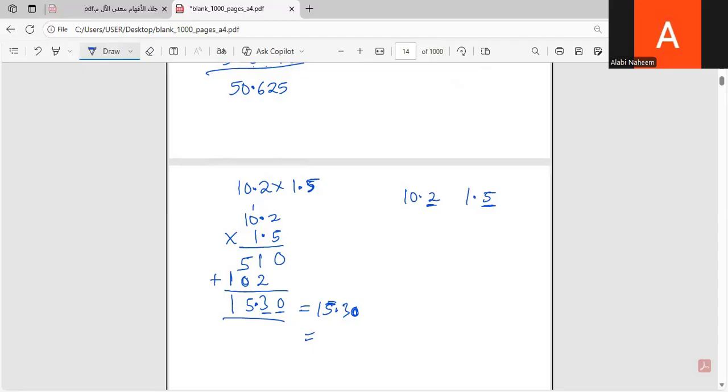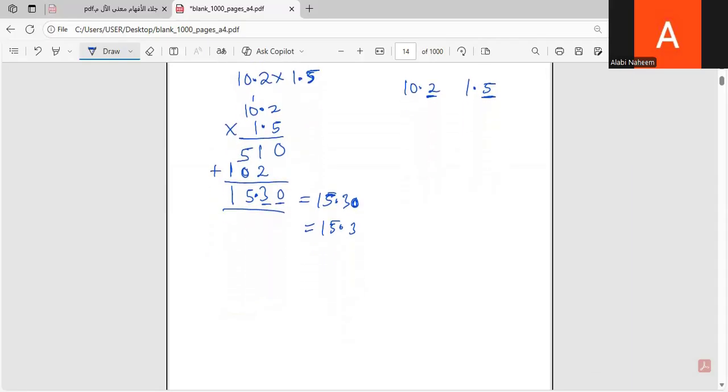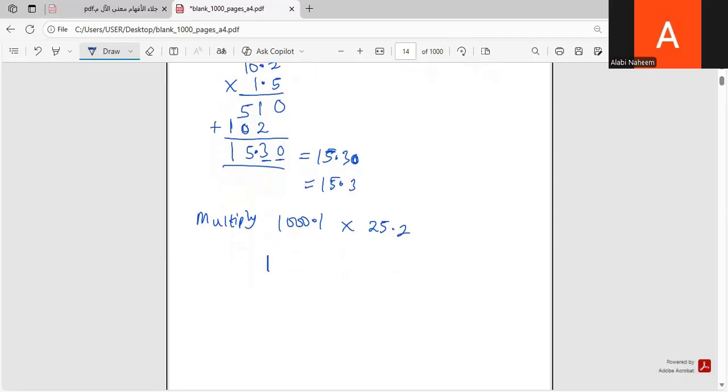This is 15.3. Let's have another number. Let's say we want to multiply 1000.1 times 25.2. So we put the decimal points here, then 25.2 below. Can you see how we did that arrangement?